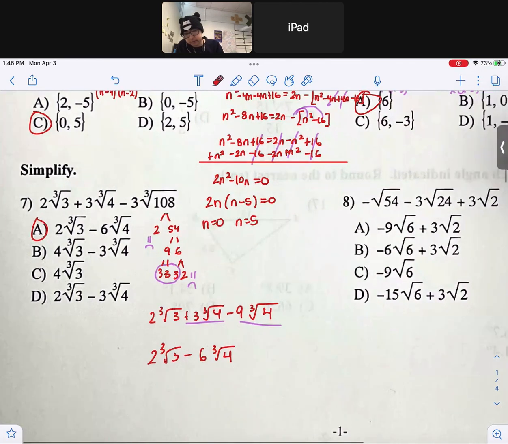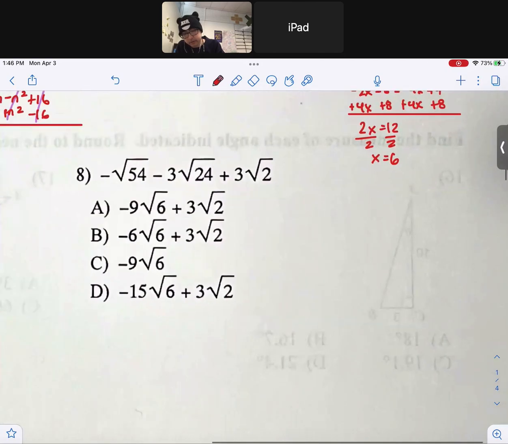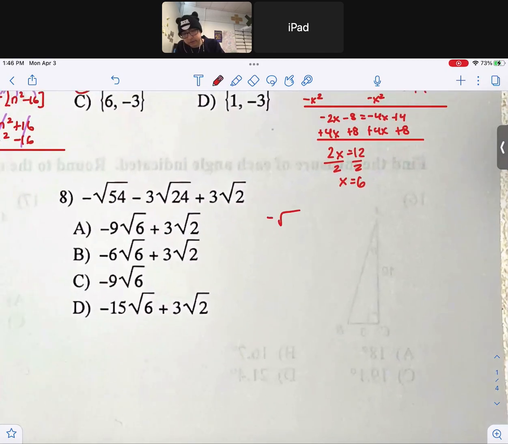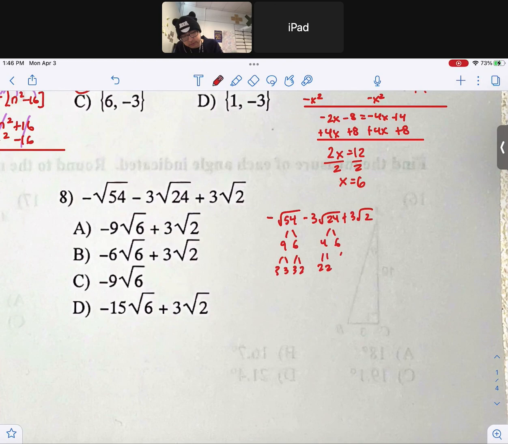Okay, number 8. So here we have to simplify each one, and notice they're all square roots. So index of 2, which means we're just looking for pairs. 9 and 6, 3, 3, 3, 2, 4 and 6, 2, 2, 2, 3. Pairs, leftover, leftover, pairs, leftover, leftover. And that one's already simplified. So again, bring your pair to the outside with that negative sign. So negative 3 rad 3 times 2 is 6.